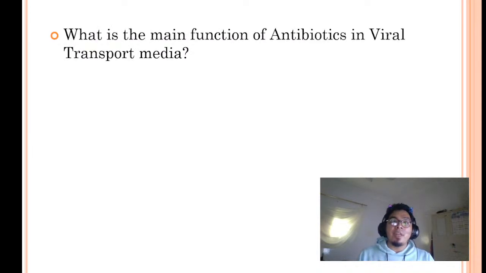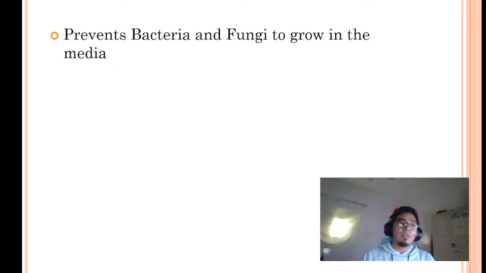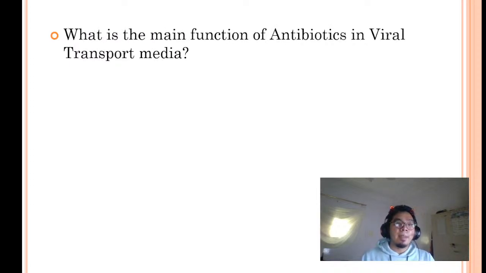And the main function of antibiotics in viral transport media: we want to prevent the growth of what? Viruses and bacteria and fungus, right? Because it might interfere with our tests. All right. So we want to prevent the growth of bacteria and fungus. That's why we have antibiotics in viral transport media.